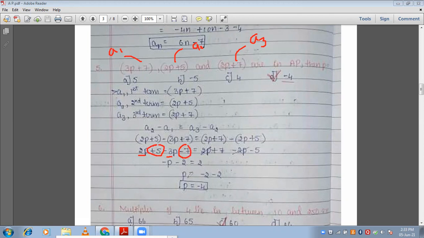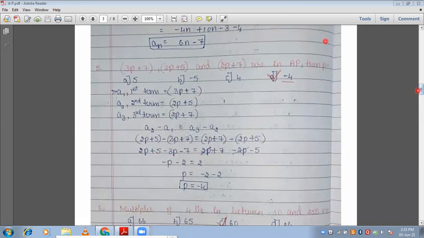Now minus p I'm taking to the right hand side and plus 2 I'm shifting to the left hand side. So it will become minus 2 into minus 2, which is equal to plus p. Minus 2 minus 2 is minus 4, equal to p. So which option is right? Option D is right.